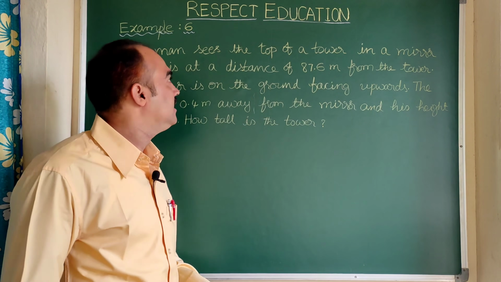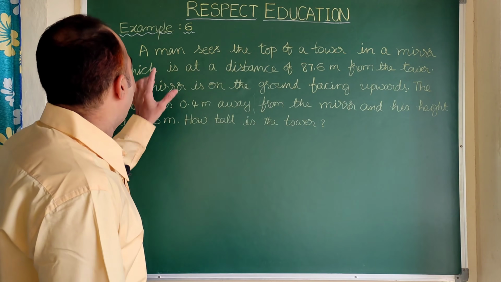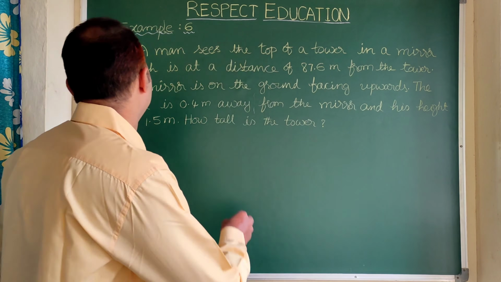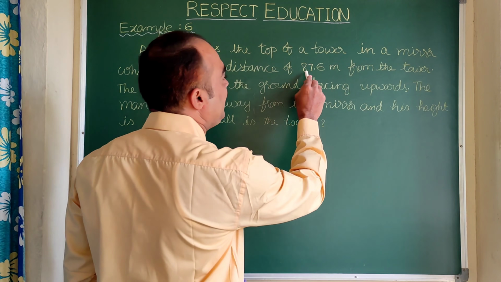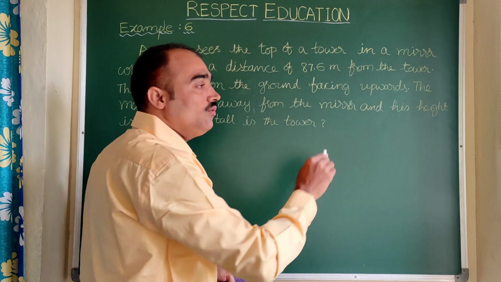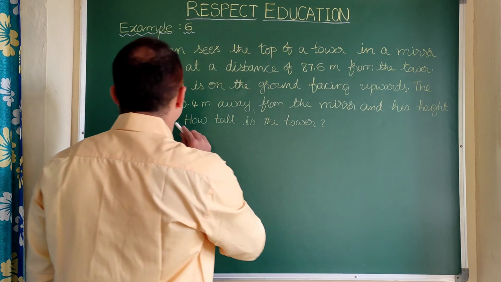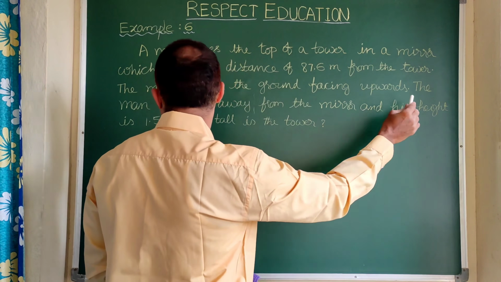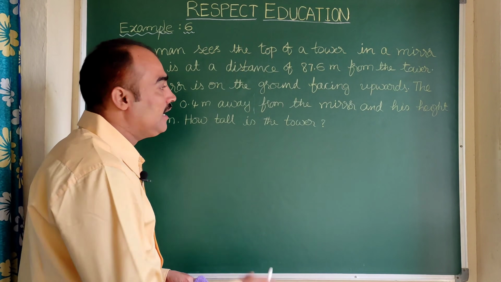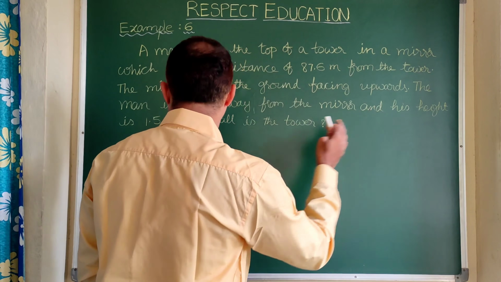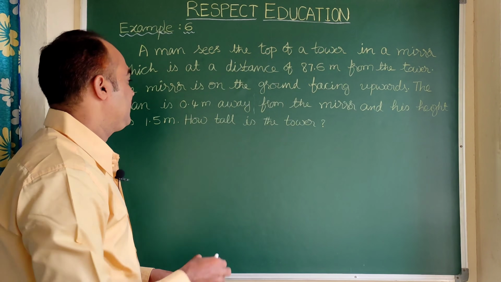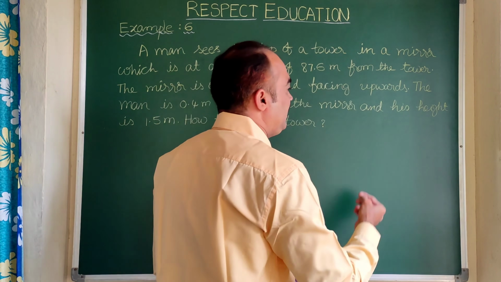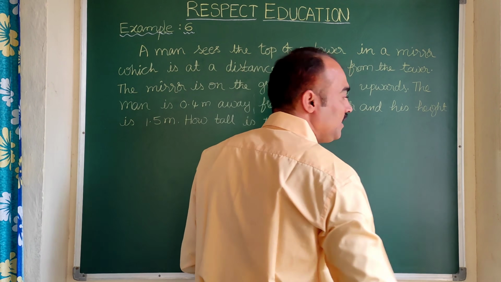Now let us see example number 6. A man sees the top of a tower in a mirror which is at a distance of 87.6 meters from the tower. The mirror is on the ground facing upwards. The man is 0.4 meter away from the mirror and his height is 1.5 meter. Then how tall is the tower? So here let us draw a suitable diagram for this situation.